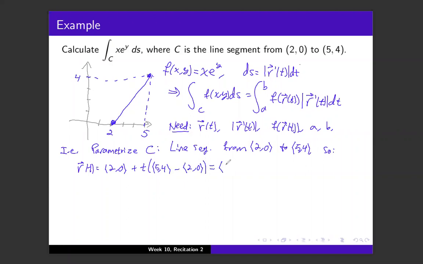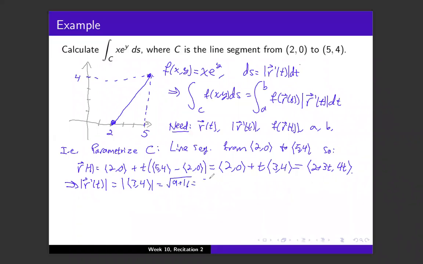Or in other words, (2, 0) plus t times (3, 4). And if you want to write it as a single vector, that's fine too: (2 plus 3t, 4t). All right, well, that tells us what r prime of t is, and we can then find its magnitude. What's the magnitude of the derivative? The derivative of that thing is just the vector (3, 4). And the magnitude of that derivative is root 9 plus 16, or in other words, 5.